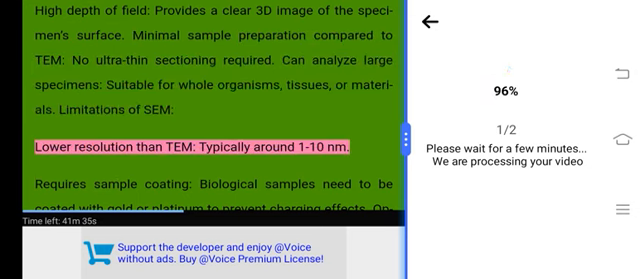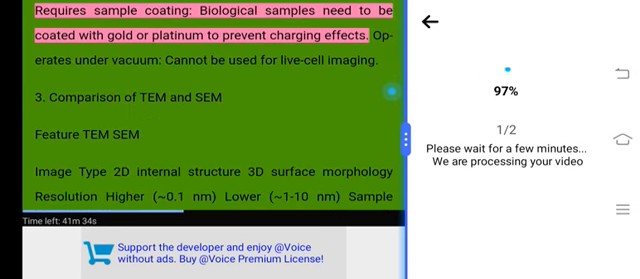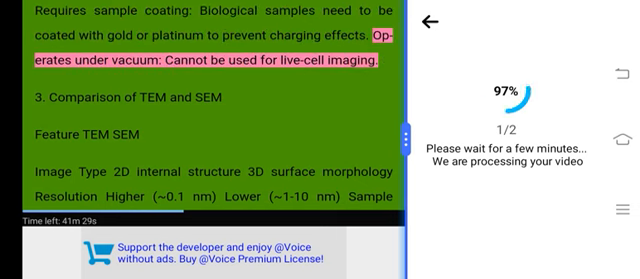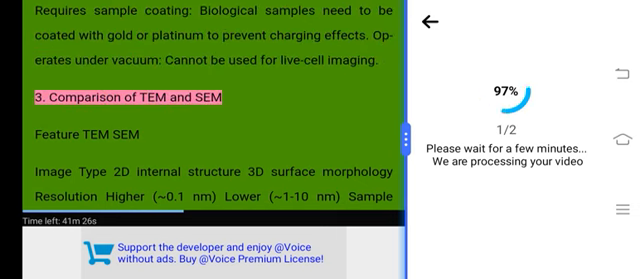Limitations of SEM. Lower resolution than TEM, typically around 1 to 10 nm. Requires sample coating. Biological samples need to be coated with gold or platinum to prevent charging effects. Operates under vacuum, cannot be used for live cell imaging. 3. Comparison of TEM and SEM. Feature: TEM, SEM.